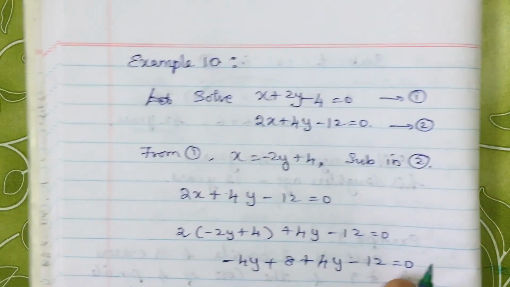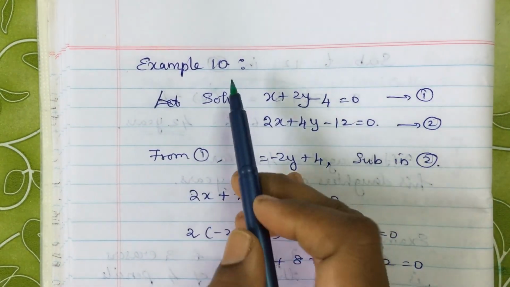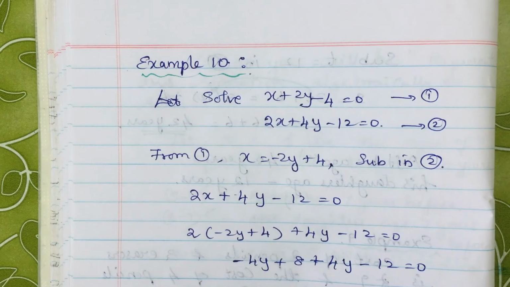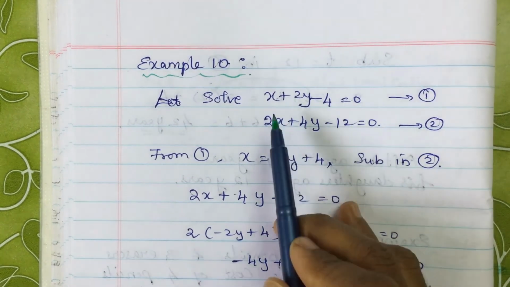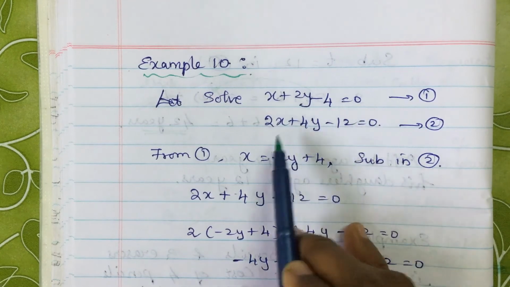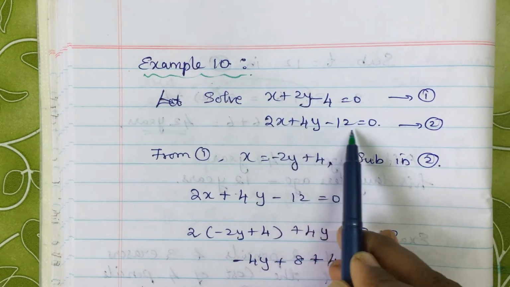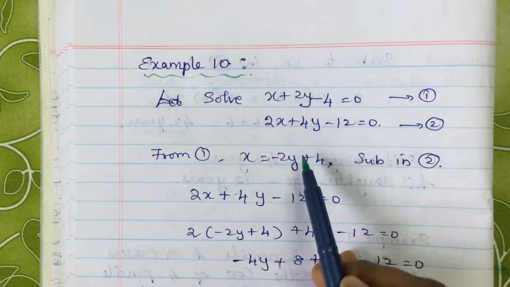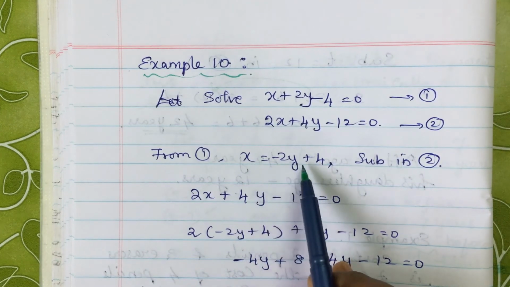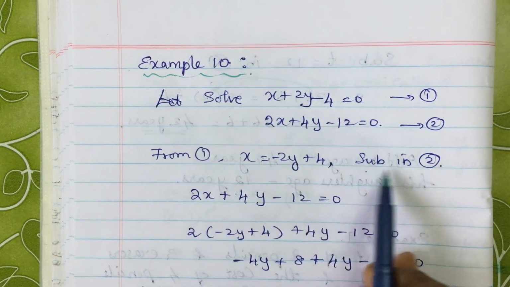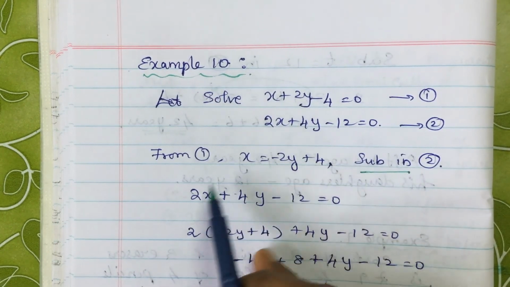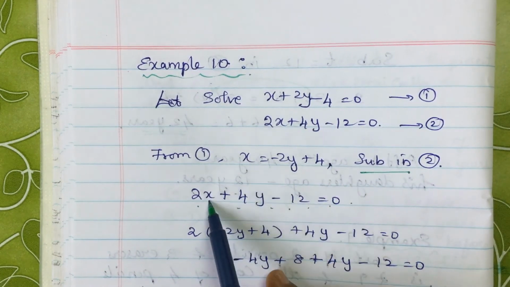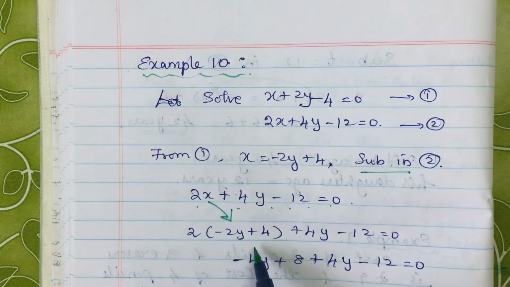And then coming to example 10. In the book they have taken the previous example, so I don't want to write the entire story there. So I have simply taken the equations. Solve x plus 2y minus 4 is equal to 0 and 2x plus 4y minus 12 equal to 0. Okay. So on seeing the coefficients, I find equation 1 is simple. So I have taken x is equal to minus 2y plus 4, and then I have to substitute this in equation 2. So what is equation 2? 2x plus 4y minus 12 equal to 0. And instead of x, I am inputting minus 2y plus 4.